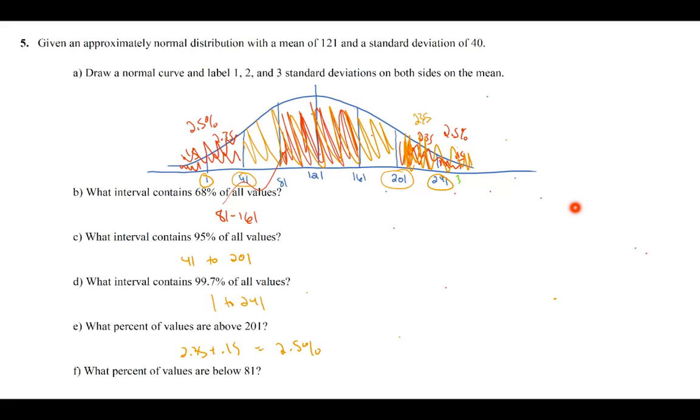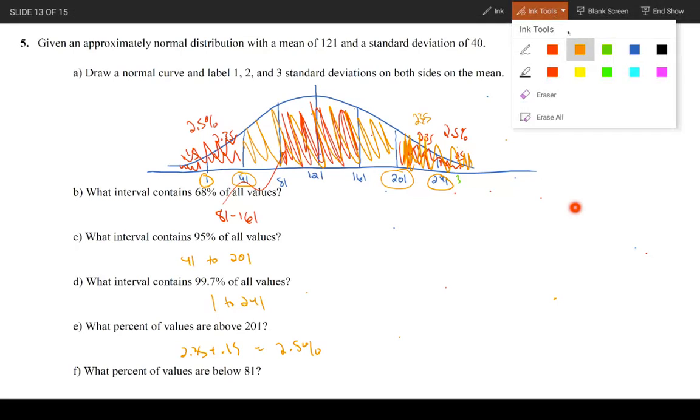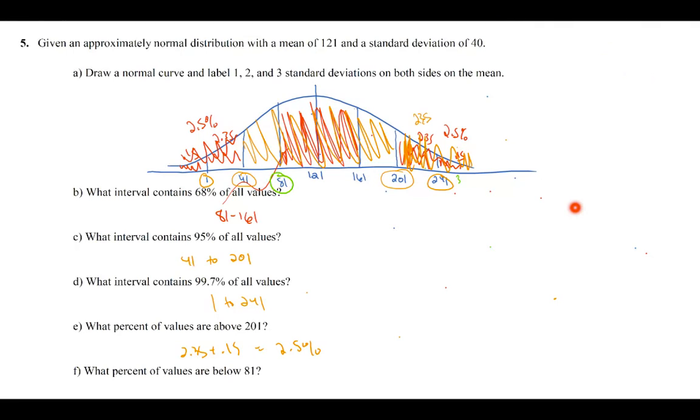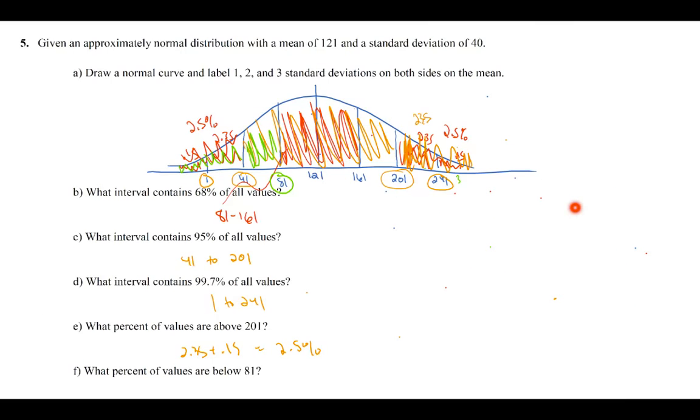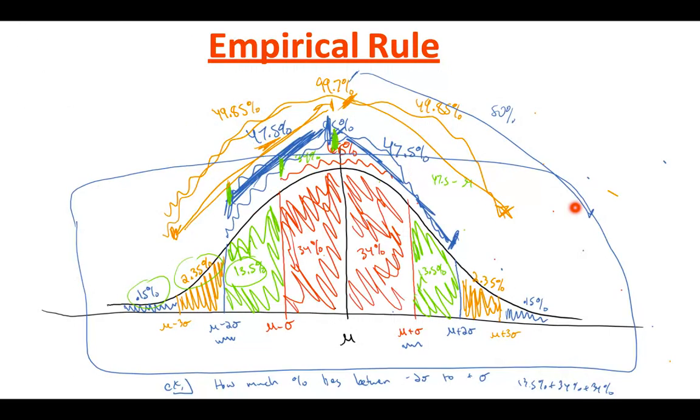And then what percent are below 81? So below 81, it's right here. So we need this section and this section. If we go look at our chart, we've got 13.5, we've got 2.35, and 0.15. So we add those together, and that was 16% when we did that earlier. So 16% would be the answer to that last question.